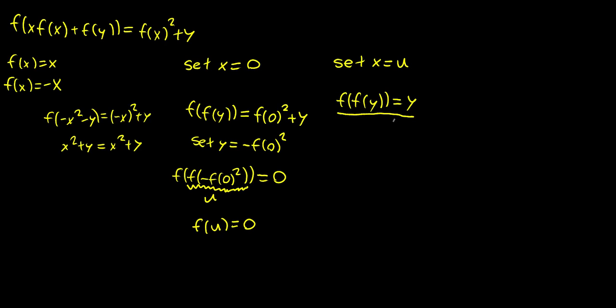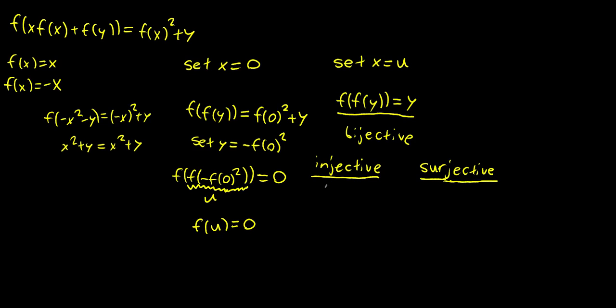But first, let's talk about what bijectivity is. A function is bijective if and only if it is injective and it is surjective. First of all, injective means that f of a equals f of b if and only if a equals b. And surjective means for all b in the range of f, there exists a in the domain of f such that f of a equals b.